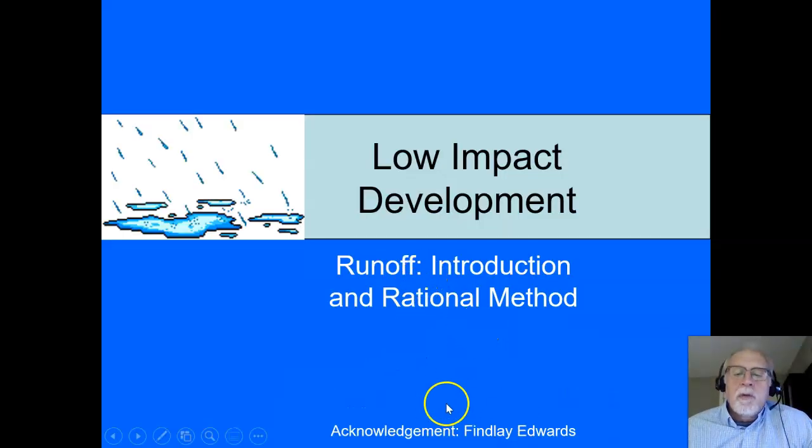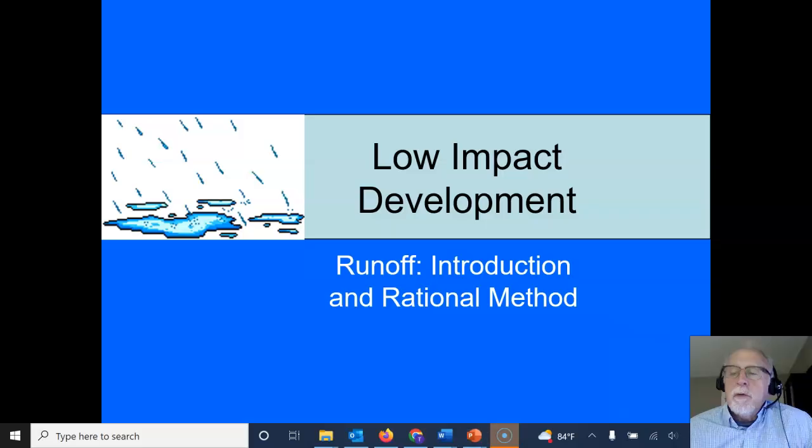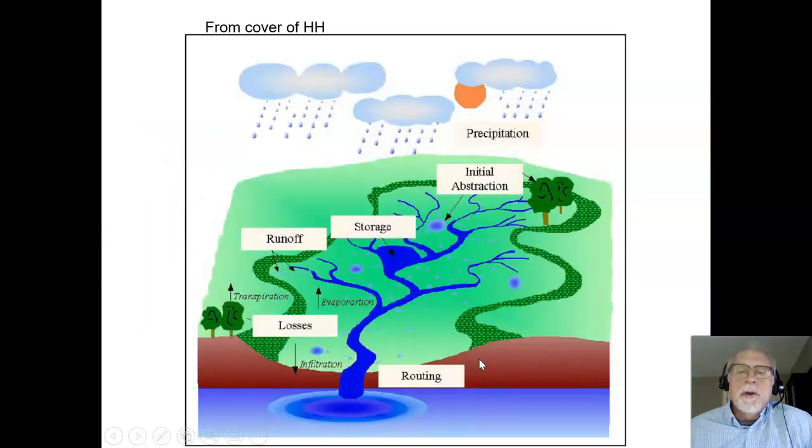I will acknowledge my colleague again, Finley Edwards, whose slides I borrowed for this. I'm going to start off with the cover of the Highway Hydrology Manual, which shows the concepts of what we're talking about here. We're going to calculate the runoff that comes from precipitation. Some of the rain is initially taken out. We call that the initial abstraction before it starts running off. We have the storage on the land, so that's what doesn't run off, and that fills up over time after the initial abstraction. And then it gets to the water body.